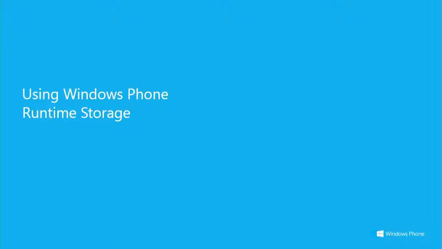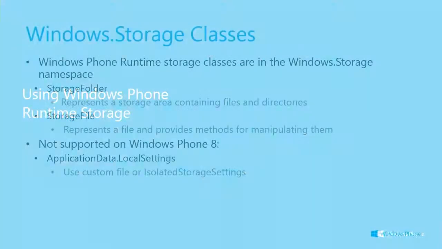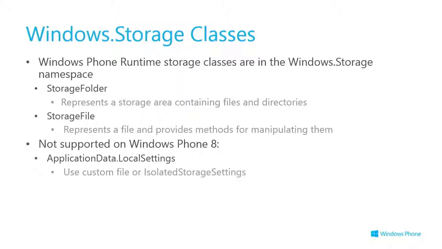So we've seen how we've been doing it for the last couple of years. Now let's move ahead and see how you might do the same things using Windows Phone runtime storage, which is similar to what we have on big Windows. So we have these new Windows storage classes to work with that same stuff, and so you have the storage folder, which is like our isolated storage, your area with files and dictionary, and then you have the storage file itself that you're actually going to work with.